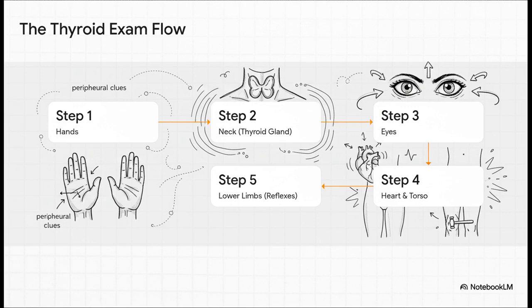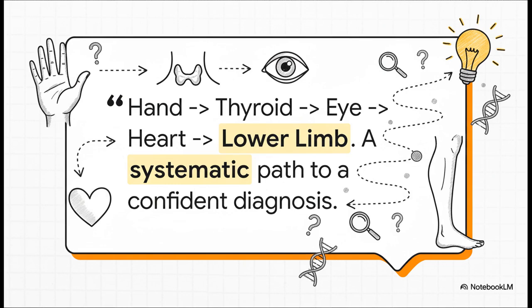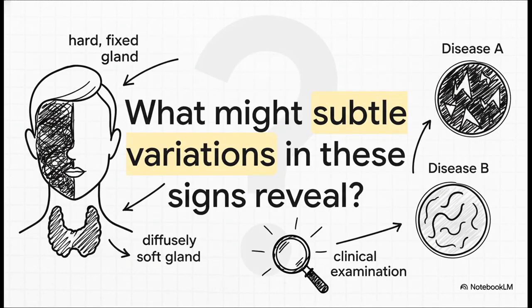It just makes sense. You see, this sequence isn't just some random checklist to memorize. It's a diagnostic narrative. Each step builds on the last one, letting you collect clues and sharpen your focus as you go, leading you down a path to a much, much more confident diagnosis. So, mastering this sequence, that's step one. But the real art of clinical examination comes next. It's about learning how tiny variations, like is the gland hard and fixed, or is it soft all over, can point you toward completely different diseases. And that really is where the fun begins.